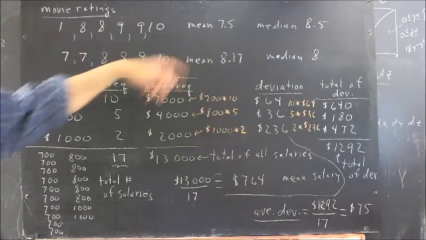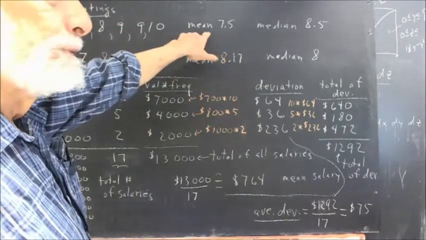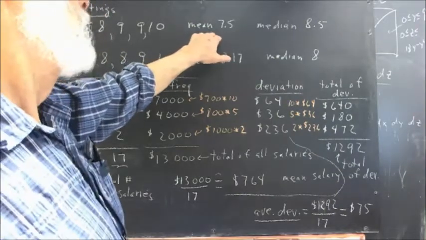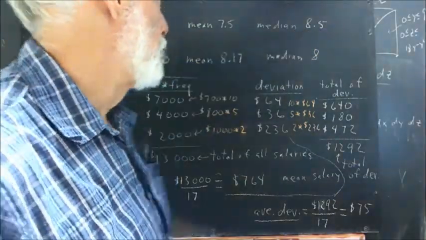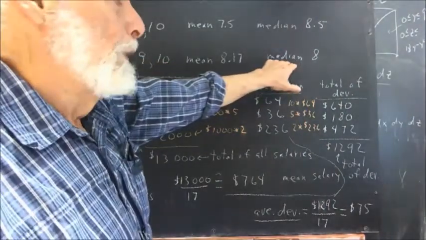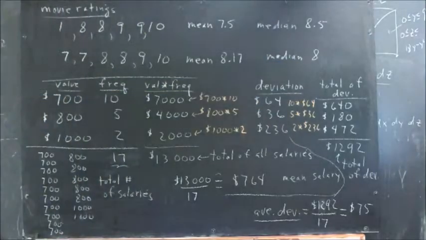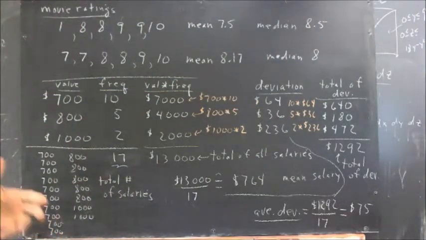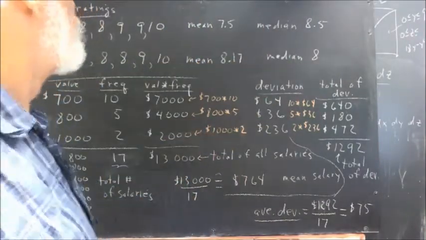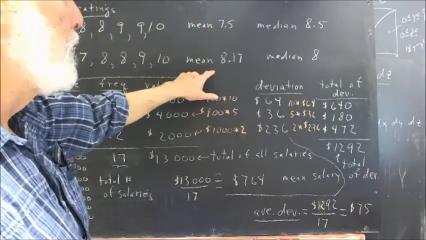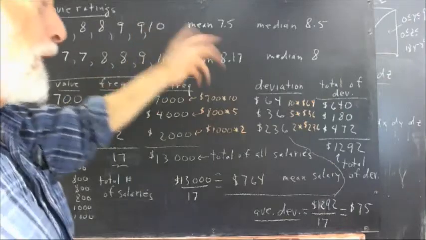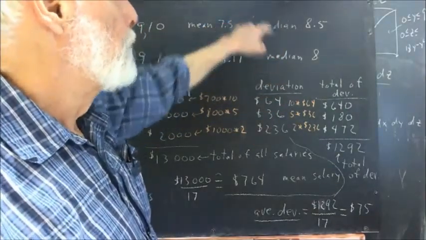Okay, well, here are the ratings, and it's easy to verify, or if this happens to be wrong, it's easy to find that too. The mean is 7.5, the median is 8.5. Here, the mean is 8.17, the median is 8. So, which movie is rated higher? Depends on whether you use the mean or the median. The mean here is 7.5, the mean here is 8.17, so the second group has the higher mean. On the other hand, the first group has the higher median.